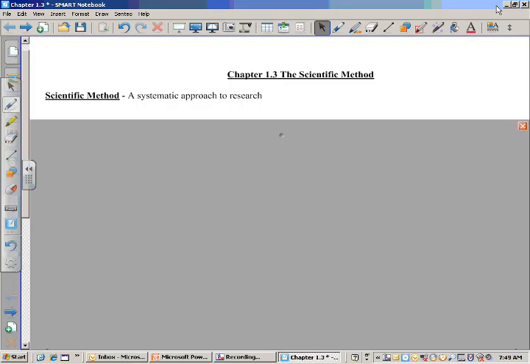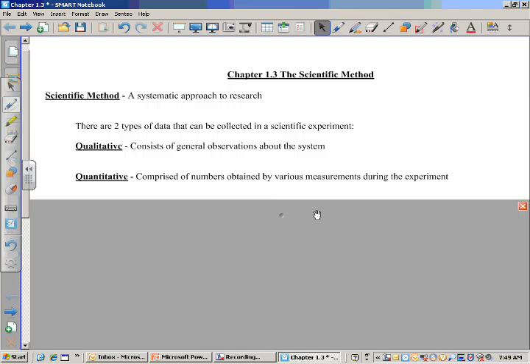The base of all science is collecting data. Data consists of two types. Qualitative data is the type of data that consists of general observations about a system. For example, if you were watching a chemical reaction and you noticed that it turned colors, or that gas bubbles were forming, or that it was getting hot, all of those would be qualitative data, or observations that you saw during the reaction.